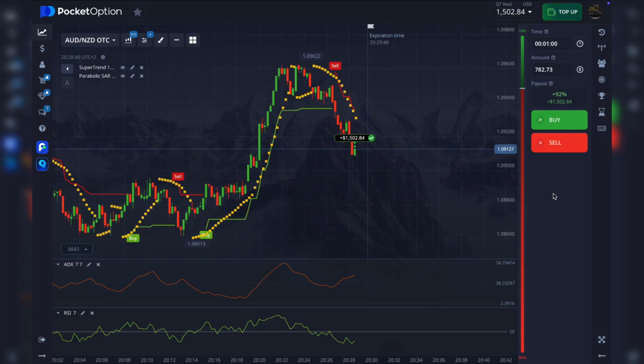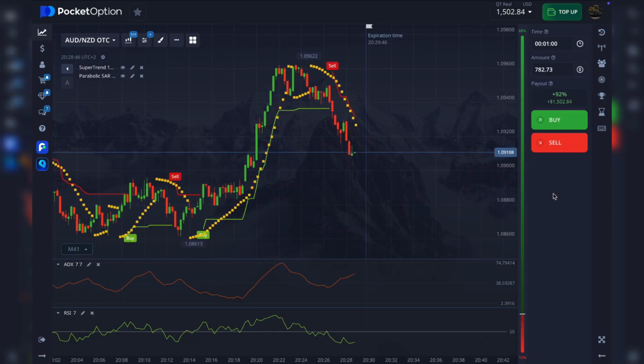And guys, as you can see, my final trade closed in profit. I made a pretty good result today, and I wish you the same. Trade smart, follow risk management, practice on demo, and make as much profit as you can.